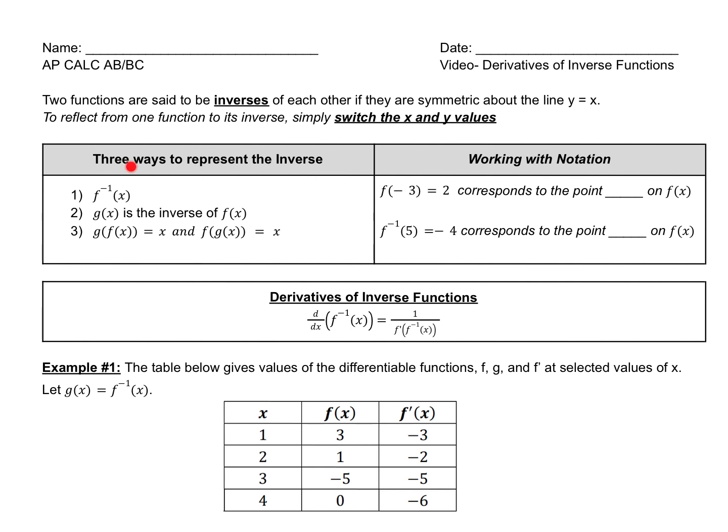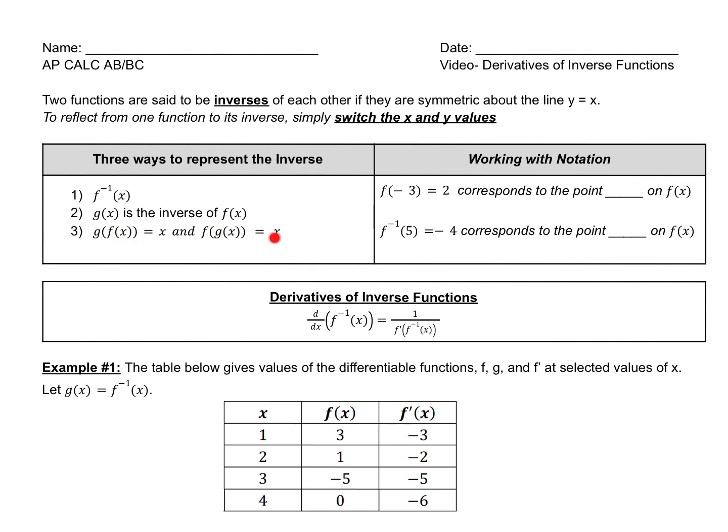So there are three ways that we can represent the inverse: using f negative 1 of x, or simply saying in words g of x is the inverse of f of x, or by the true definition of an inverse, which is that the composition of the two functions should equal x. So g of f of x equals x, and f of g of x equals x. All these three things are different ways to represent the inverse.